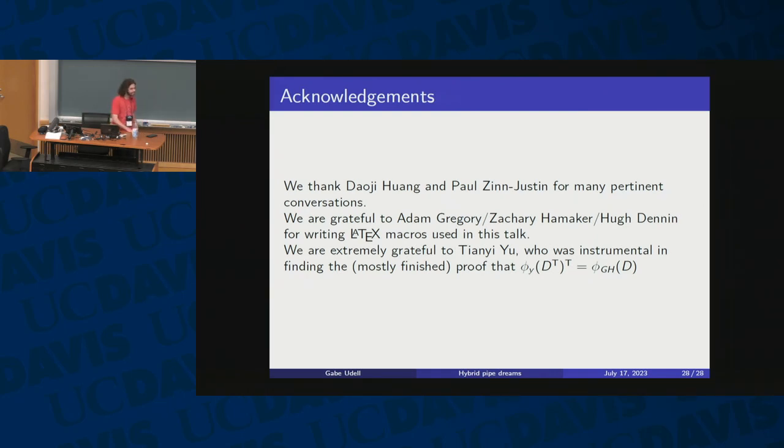Is there a version of hybrid pipe dreams which is more symmetric in the roles of rows and columns? So you asked, is there a version of hybrid pipe dreams that's more symmetric in the roles of rows and columns? I'm not sure that I understand the question. I think the symmetry between the x and the y variables. So is there a version of hybrid pipe dreams which more explicitly exhibits that?